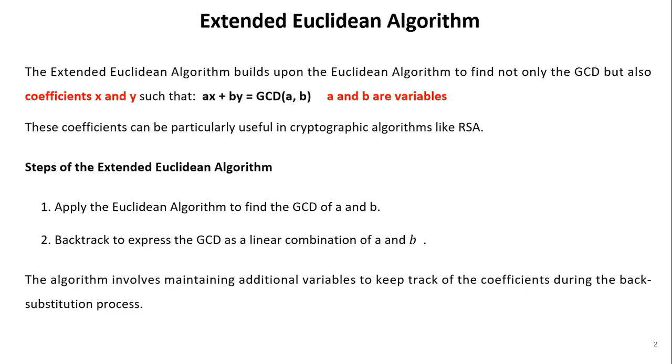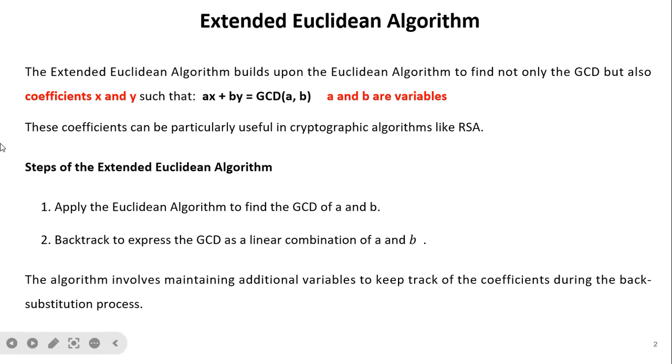The Extended Euclidean algorithm builds upon the Euclidean algorithm to find not only the GCD but also coefficients x and y such that ax plus by is equal to GCD of a comma b, where a and b are variables and x and y are the coefficients. These coefficients can be particularly useful in cryptographic algorithms like RSA.